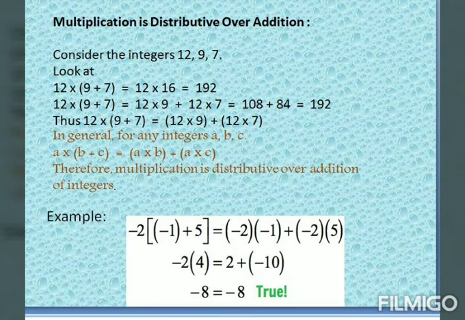In another way, 12 into 9 plus 7 can be done by distributing 12 to 9 and 7. So that is 12 into 9 plus 12 into 7. 12 into 9 is 108 and 12 into 7 is 84. When we add the products, we get the answer 192. In both the steps we get the same answer. So in general, for any integers a, b and c, a into b plus c equals a into b plus a into c. Therefore, multiplication is distributive over addition of integers.